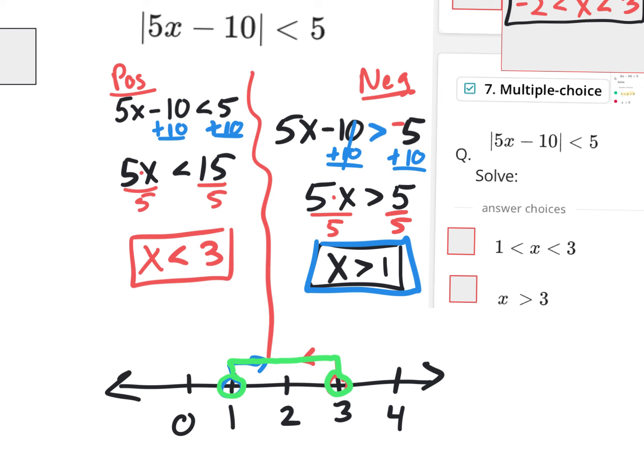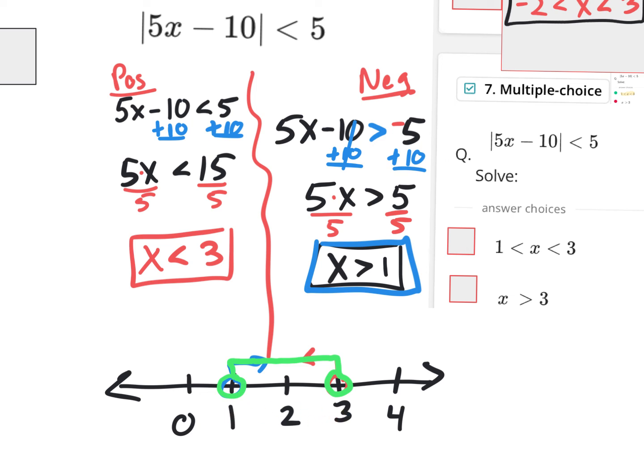What this means is that your x value of this absolute value inequality, it could be the number 2. It could be 1.5. It could be 1.01. It can't be 1 because it's an open dot. It could be 2.5. It could be 2.99999, but it can't be 3. That's why it's an open dot. So your answers are between 1 and 3.